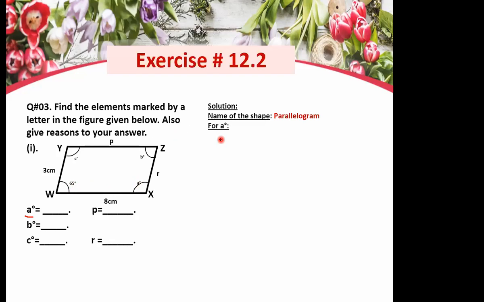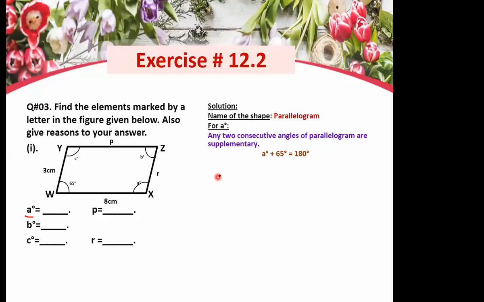Okay, you will write it down here for a. For a, what postulate will you write down here? Any two consecutive angles of a parallelogram are supplementary, meaning you have any two angles, just suppose 65 and a, and b and c and this 65. So any two consecutive angles are supplementary, meaning if you add them together, their sum will be equal to 180 degrees. So if you add a and 65, the sum will be equal to 180 degrees.